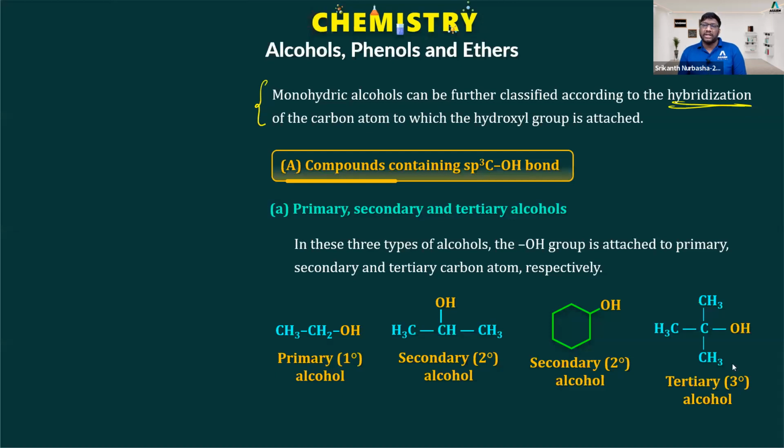So primary, secondary, and tertiary alcohols are those where the OH is connected to an sp3 hybridized carbon. Primary alcohol has a primary carbon connected to OH. Secondary alcohol means a secondary carbon connected to OH. Tertiary alcohol means a tertiary carbon connected to OH.